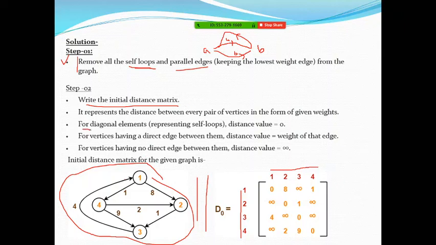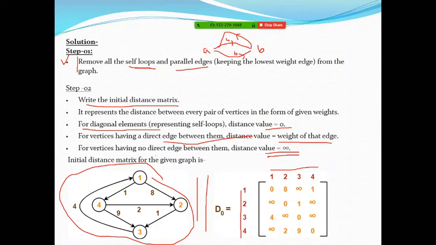So there are some conventions. The convention for diagonal elements is that we enter 0. That means the distance is 0 from one vertex to itself. For vertices having a direct edge between them, the distance value is equal to the weight of that edge. That is the main rule of writing this matrix. And for vertices having no direct edge, we enter infinity. That's why I entered infinity in the earlier examples also. So 0 means only for diagonal entries, and infinity means no path is there.